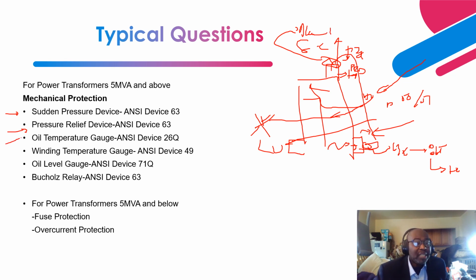Next is the oil temperature gauge. Inside the transformer there is oil, so there should be a way of monitoring and protecting the transformer utilizing an oil level gauge. This one is a 26Q element. Based on the level indication, you'll see we have the high, the low, and 25 degrees.